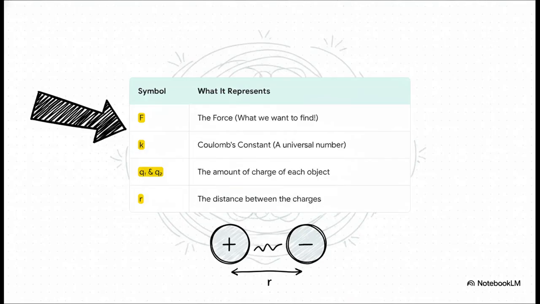F is the force. That's the number we want to find. Q1 and Q2 are just the amounts of charge on each of our two objects, measured in coulombs. R is how far apart they are. And that K, that's just a special number called Coulomb's constant that makes all the units work out perfectly.